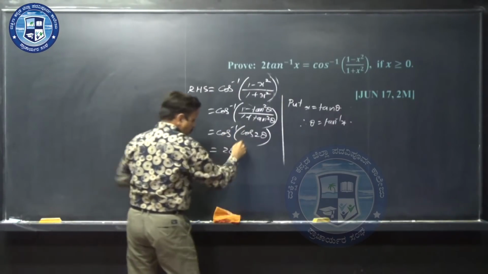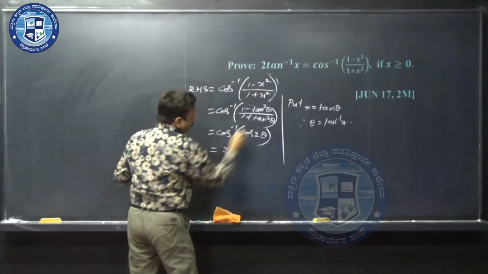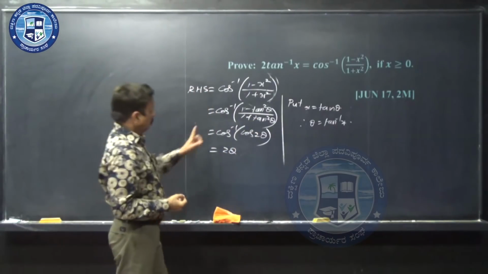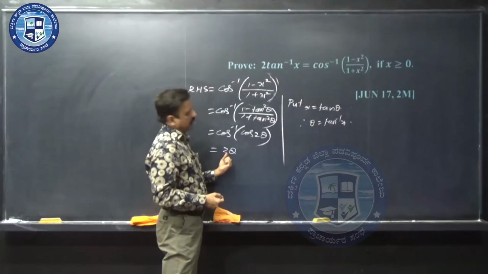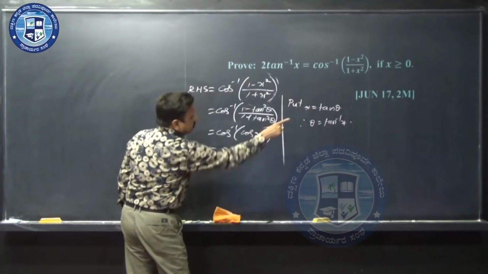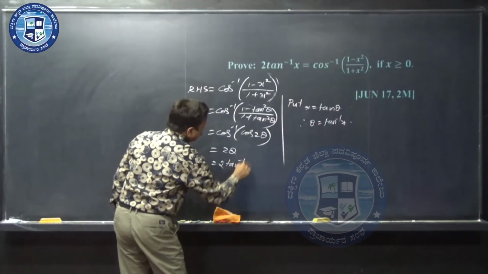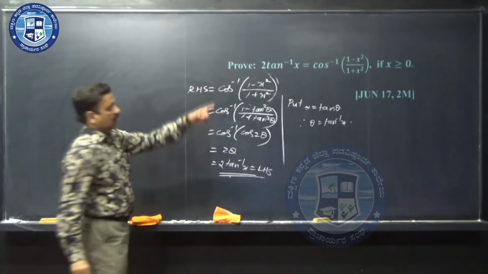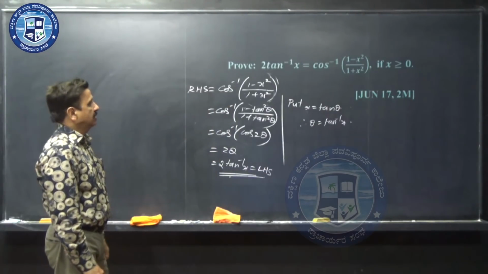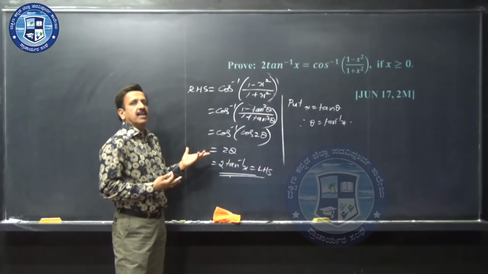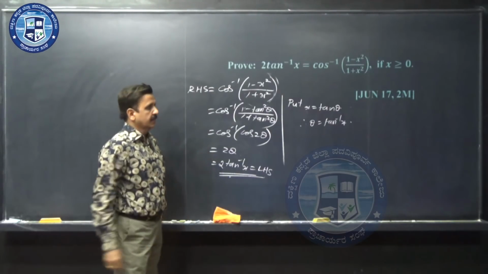Do not cancel it out. Some have a tendency to cancel it out, do not cancel, it will be wrong. Cos inverse of cos 2 theta is 2 theta under the given conditions. So, that is equal to 2 times theta, which is tan inverse x. Look at this, you got the left hand side, a 2 marks question, and it was asked in 2017. Simple, it will not take 2 minutes. If you are fluent, it will take maximum 1 minute. Come on, write down.